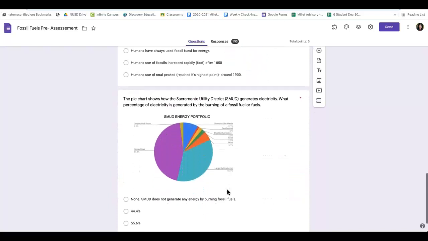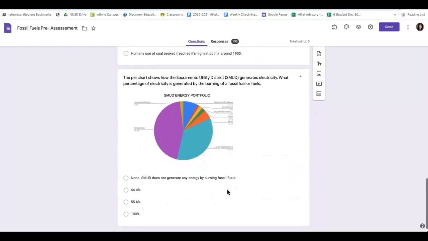And similar to this question, it allows me to see whether they understood that natural gas is a fossil fuel, and maybe some of them think that some of these other things are fossil fuels. So that gives me some background knowledge of if they're able to distinguish between those things.